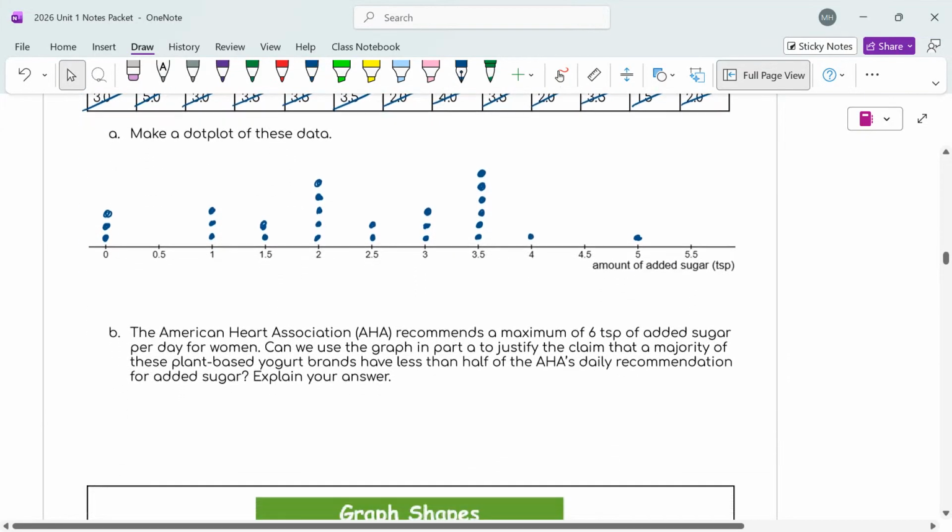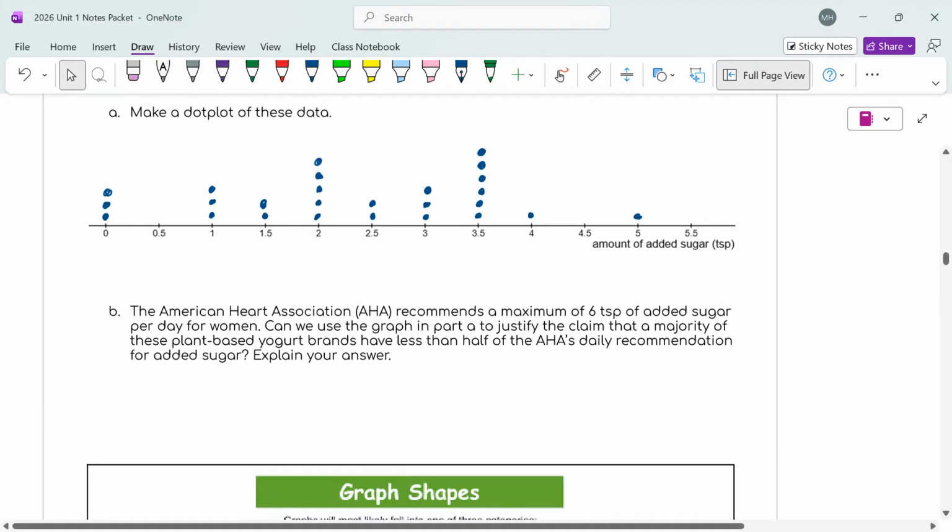Now for part B, now that we have our dot plot, we can look and answer this question. The American Heart Association recommends a maximum of 6 teaspoons of added sugar per day for women. Can we use the graph in part A to justify the claim that a majority of these plant-based yogurt brands have less than half of the AHA's daily recommendation for added sugar? And we're going to explain our answer.